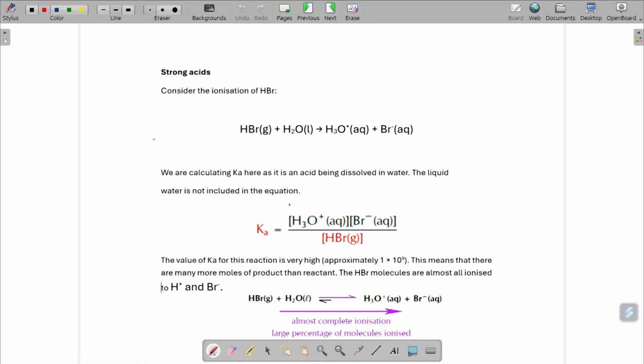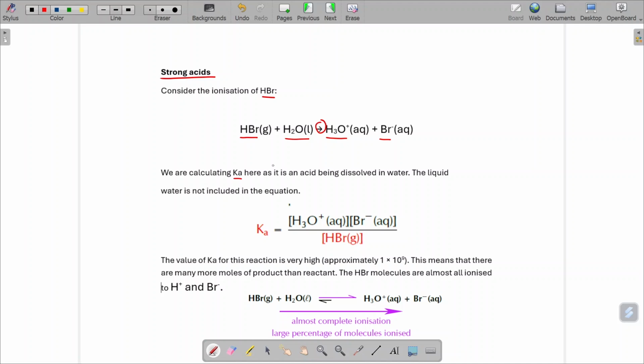Let's see how this works, for the example of a strong acid. So hydrogen bromide is a strong acid. Let's look at the ionization reaction for hydrogen bromide. So we've got hydrogen bromide as a gas, reacting with water as a liquid. It's a strong acid, so therefore we've got hydronium ions. The hydrogen bromide donated its proton to the water, and then we've got bromide ions in solution. We notice that the arrow here points one way. This tells us that this is not a reversible reaction.